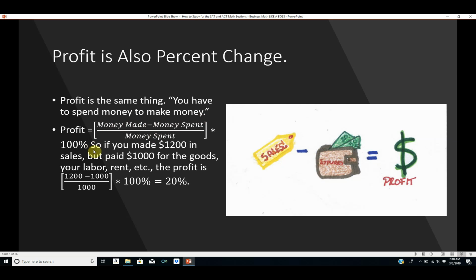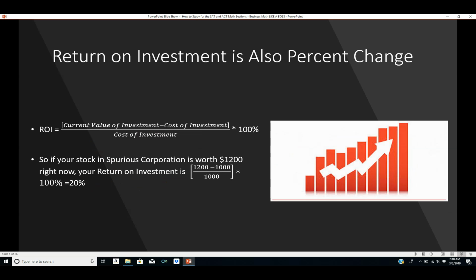So if you made $1,200 in sales, but you paid $1,000 for the goods, your labor, rent, etc., all your expenses, then the profit again is going to be $1,200 minus $1,000 over $1,000, which is 200 over 1,000 times 100%, which is 20%. So we just use the same numbers as in the previous problem. Return on investment is also percent change.